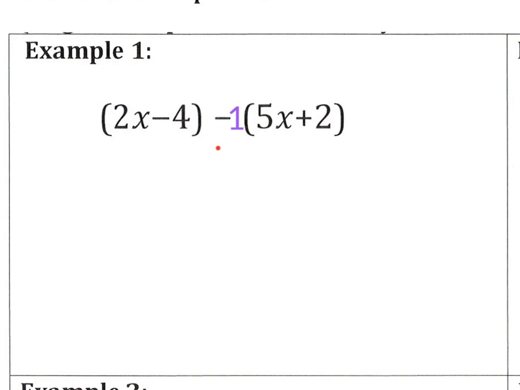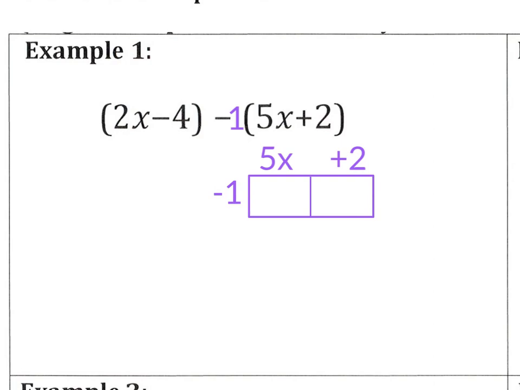We're multiplying by a negative 1. Multiplying by negative 1 does change something. So we're going to set up an area model. And in my area model, I'm going to put the negative 1 on the left side. And then I'm going to put the 5x above that. And then next to the 5x, in the other box, I'm going to put the plus 2.